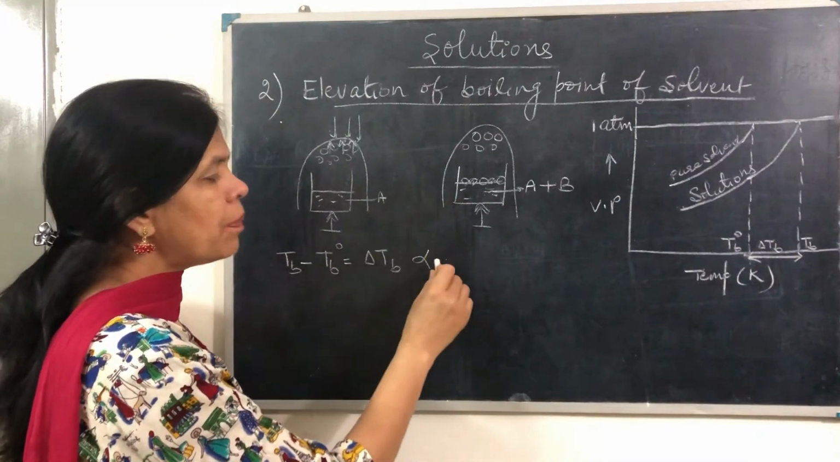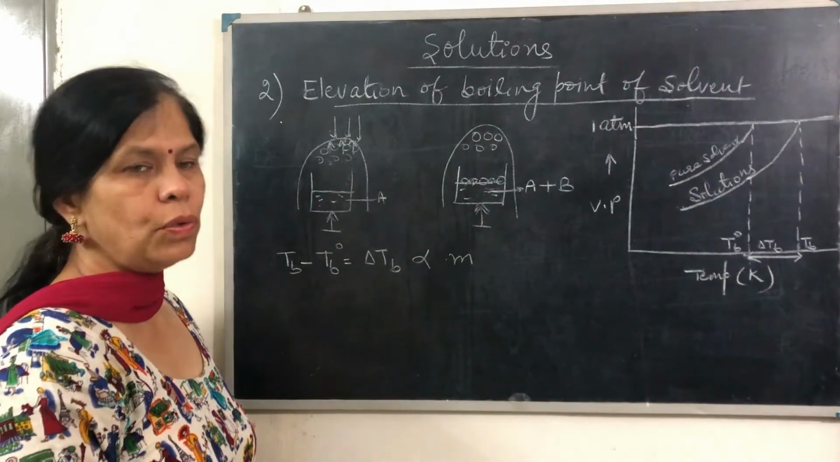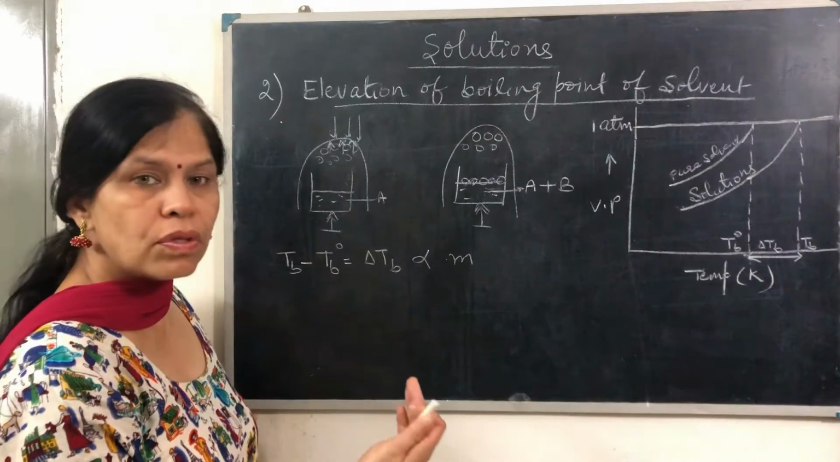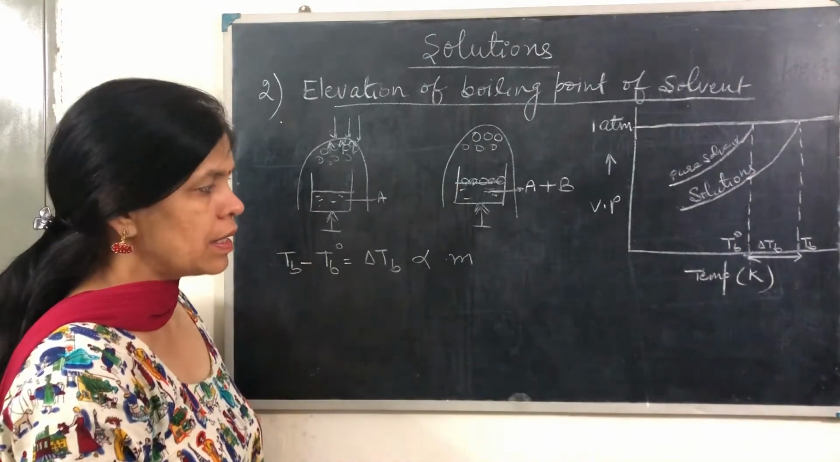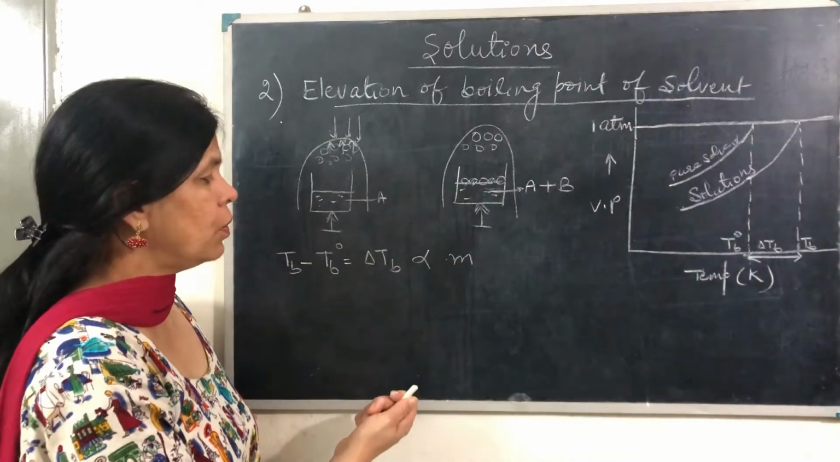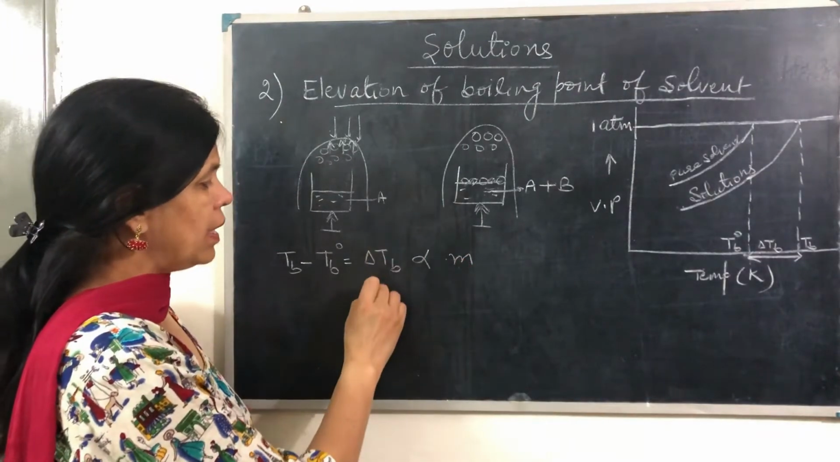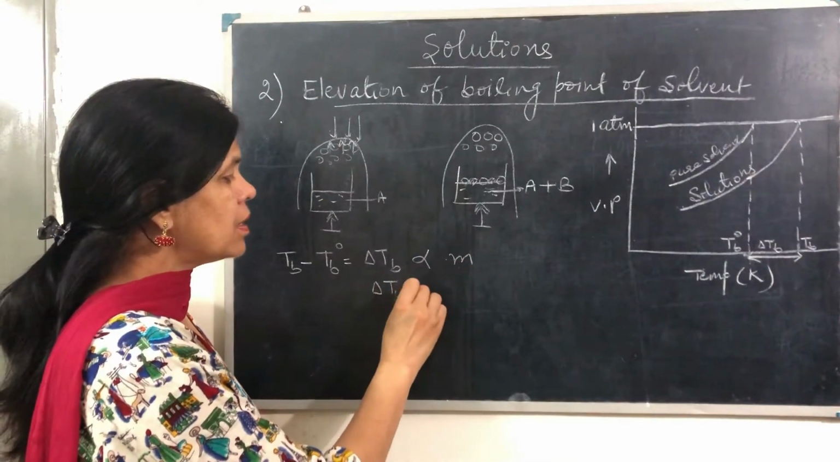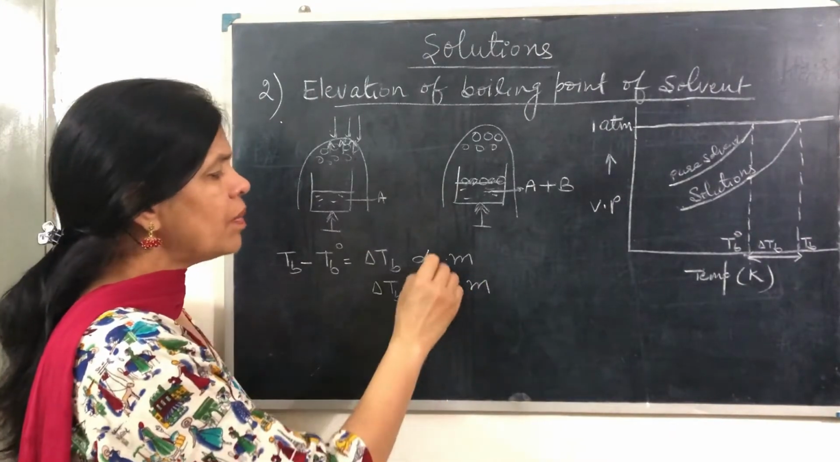It is directly proportional to molality of solution. The more the number of moles of non-volatile solute, the more is the elevation in boiling point. It is directly proportional to the concentration of solution. So delta TB is directly proportional to molality. Delta TB is equal to Kb dot M. Dot means multiplied.